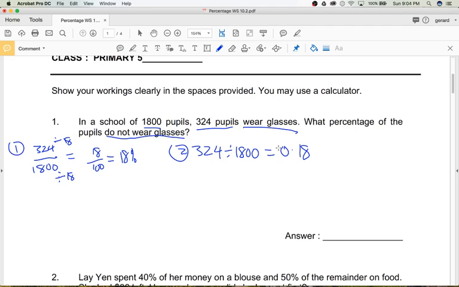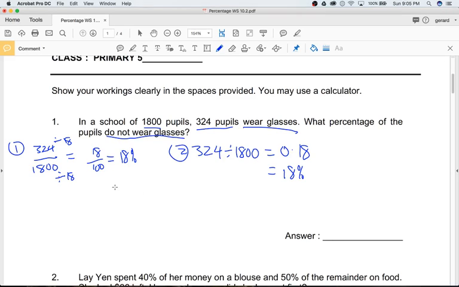Take note, I always tell you that your answers need to make sense. This 0.18 does not refer to the number of pupils, because you can't have 0.18 pupil. It's just impossible. So this is actually the percentage in decimal form. After we convert this, 0.18 is actually 18%. See, it's actually both the same. You can do it any way.